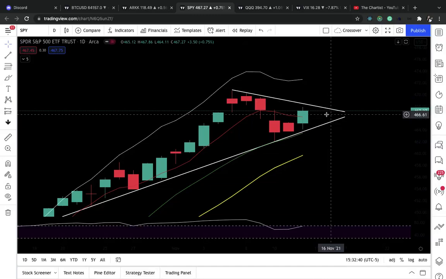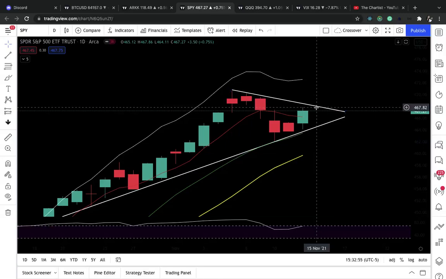Okay, guys? So if you're going to follow anything, follow the price action. Don't let your feelings get in the way. Don't let your opinions get in the way. Don't let the news get in the way. Don't let anything get in the way of you making your money. Price action is the number one indicator.